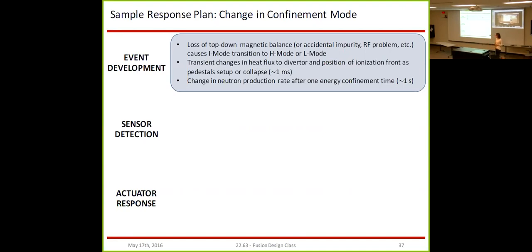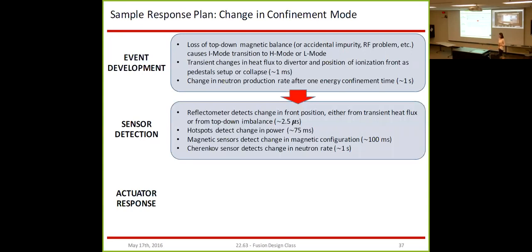One of the first things is that you'll see a transient change in heat flux to your divertor. The magnitude and the sign depend on the confinement transition you have, but in general, this is because you're either setting up or collapsing pedestals depending on what confinement change you're making. This change in heat flux to the divertor will also lead to a change in the position of your ionization front. A little bit later, after an energy confinement time of around 1 second, you'll see a change in your neutron production rate.